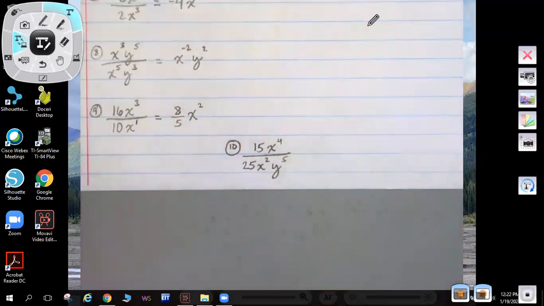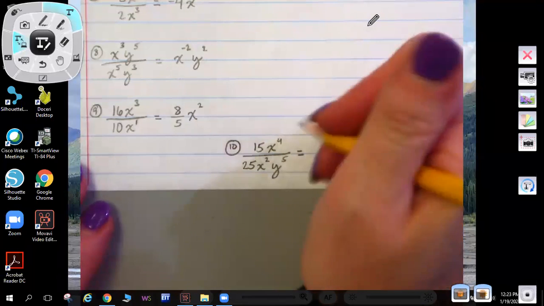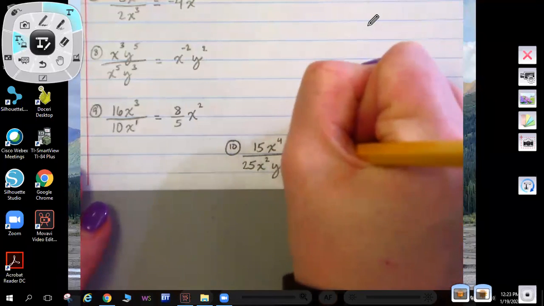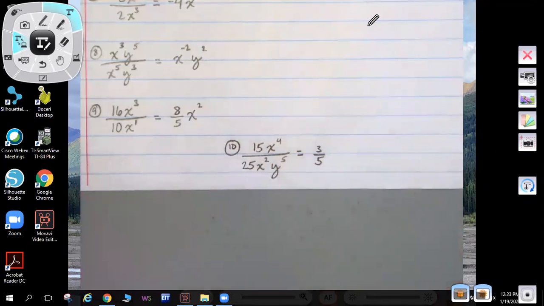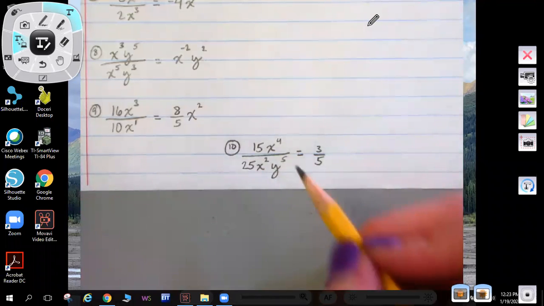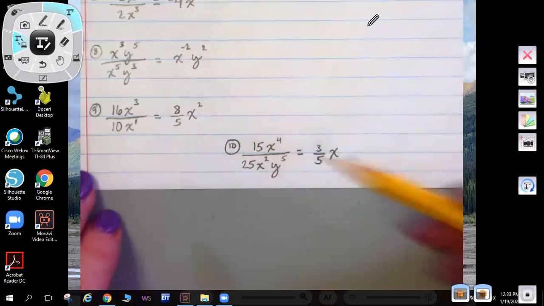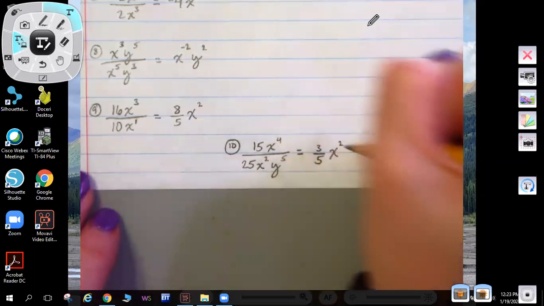15x to the 4th divided by 25x squared y to the 5th. Okay, 15 over 25. We just need to simplify that fraction. That will simplify to 3/5. x to the 4th divided by x squared. We have a base of x. 4 minus 2 is 2.